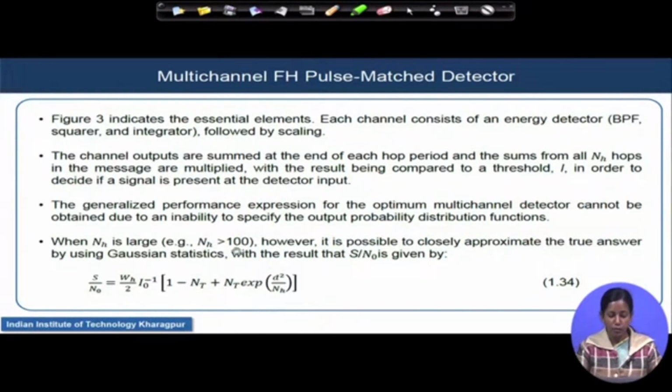When NH, the number of hops, is really very large, it is possible to closely approximate the performance of such detectors at the output, considering Gaussian statistics of course. That performance in terms of SNR will be given by equation 1.34. Without that large NH assumption and the Gaussian statistics, it would be very hard to give a closed form expression for the performance, in terms of signal to noise ratio, of multi-channel frequency hop detectors at the output.